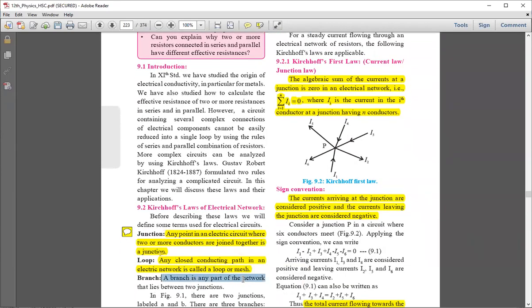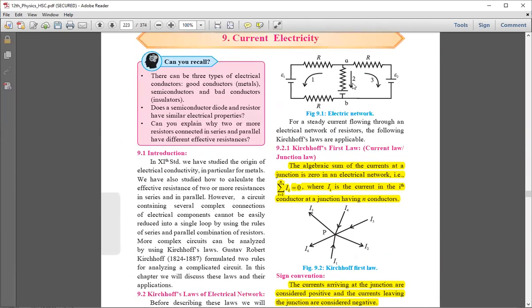A branch is any part of a network that lies between any two junctions. So in this electrical circuit we have two junctions, A and B. So let's see how many branches are there. As the definition says, a branch is the path between two junctions. So between A and B, how many paths are there? This one path, another is this left hand side path, and another path is this right hand side path. So total there are three branches in this electrical network. Okay, two junctions A and B and three branches.